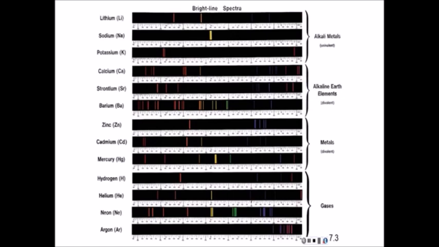Now we wouldn't see any of these colors ourselves. Look at all the different lines for barium. So what would happen if you had a mixture of these elements? Then you get a mixture of lines.